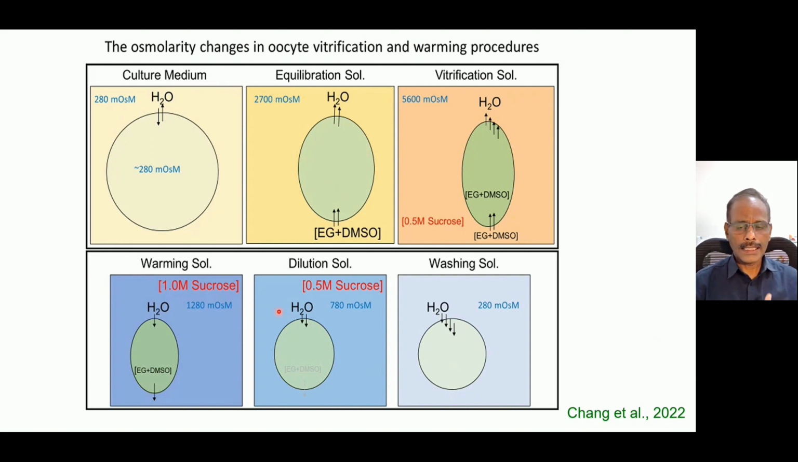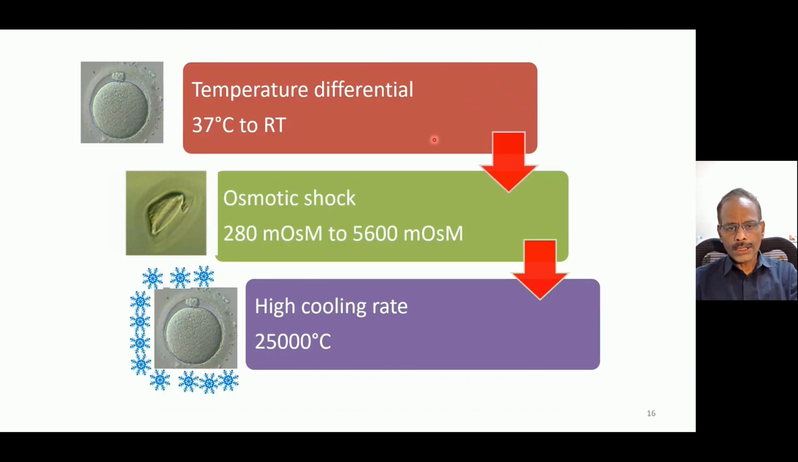We should also know that an important change happens during the process of vitrification, that is, a change in the osmolarity. For example, here, the osmolality of the oocyte is about 280 milliosmol, whereas the culture medium also has similar osmolality. But the equilibration solution is almost tenfold higher, which is very important for the water molecules to come out of the oocyte. Whereas the vitrification solution is again about 10 times higher than the equilibration solution, about 5,600 milliosmol, which is very important for the cryoprotection.